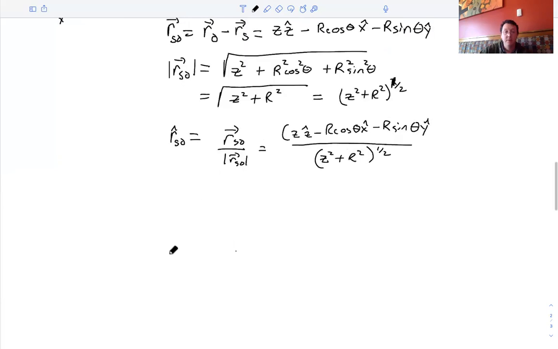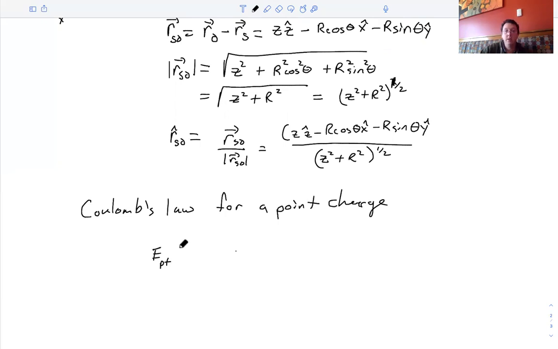Okay, now Coulomb's law says, for a point charge, that the electric field from a point is 1/4 pi epsilon naught times the charge, let's just use the charge of the source, divided by the magnitude of r_SO squared, times the unit vector r_SO hat.